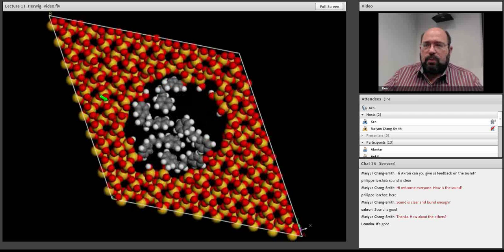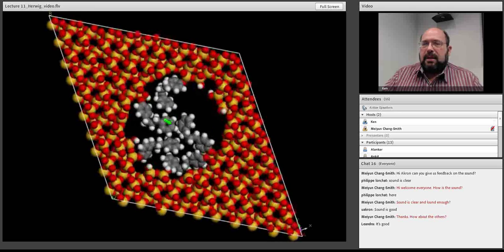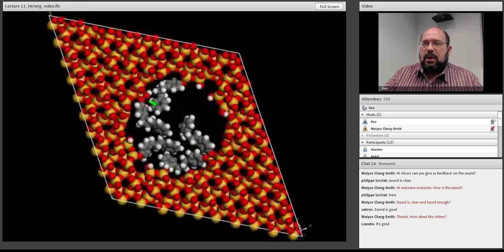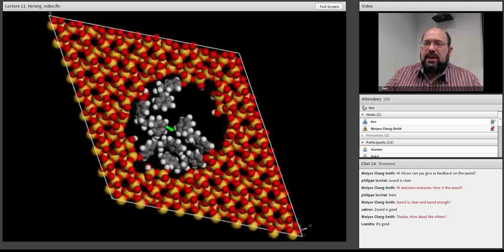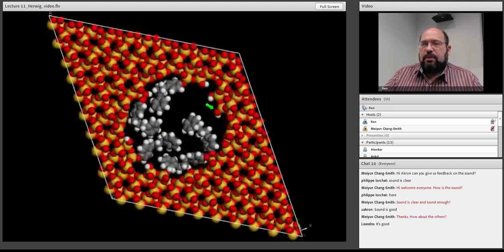So we'll show this one more time. And again, keep an eye on this molecule. You're going to see the phenyl rings rotate. So that type of motion we see, and then the overall translational motion.